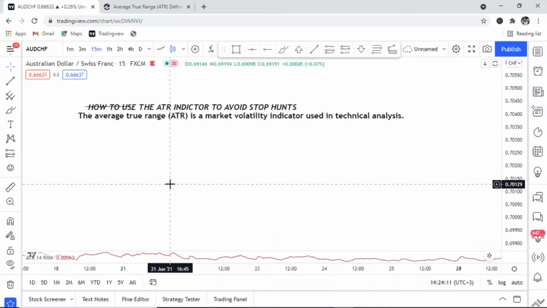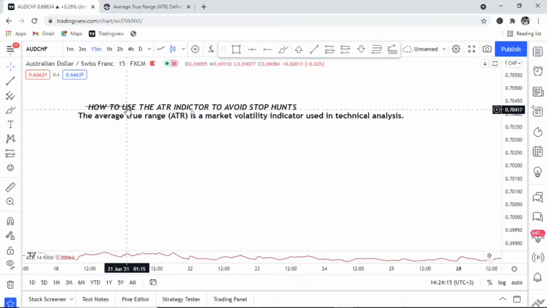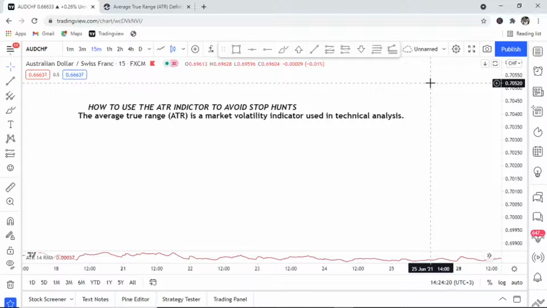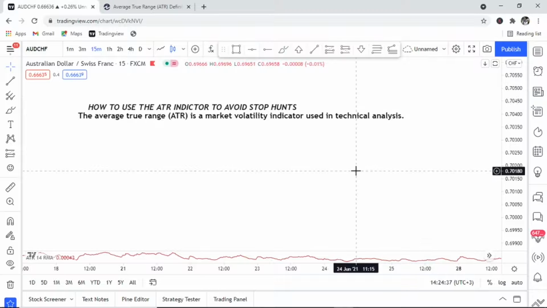So that is the ATR. It just measures the volatility, and it is used in technical analysis to locate periods when there is high or low volatility. It is this indicator that is going to help you avoid those stop hunts. How it helps you avoid stop hunts is this: when you find a setup and the volatility is high, it means there is a high chance that you could get stopped out by a stop hunt.